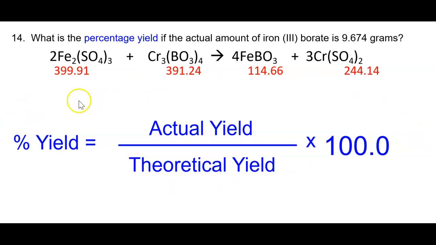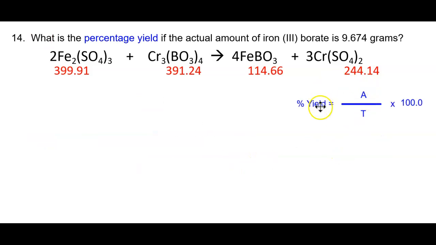This has to be memorized. I will not give this to you. Actual yield is given right here in this problem. Theoretical yield must be calculated. Let me continue. So here's a shorter, abbreviated version of that formula: A over T. A is actual, T is theoretical.